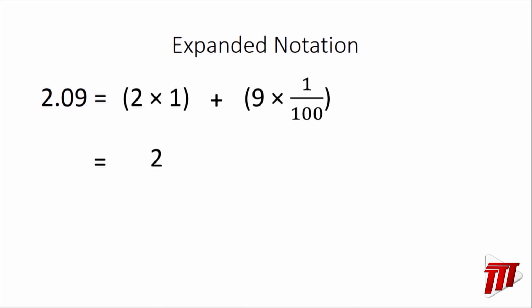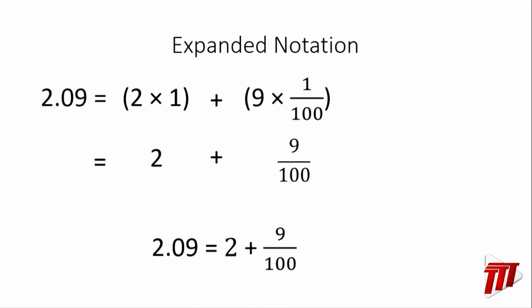So let us express 2 9/100ths using expanded notation. Value of the 2, 2 times 1, plus the value of the 9, 9 times 1/100. What is the value of 2 times 1? That is 2. What is the value of 9 times 1/100? 9/100ths. 2 9/100ths expressed in expanded notation would be 2 plus 9/100ths.